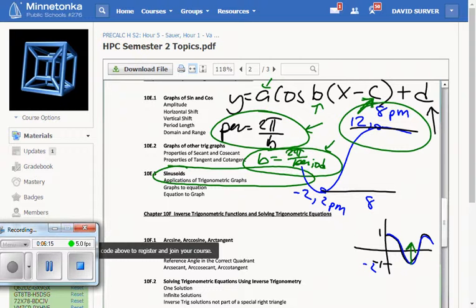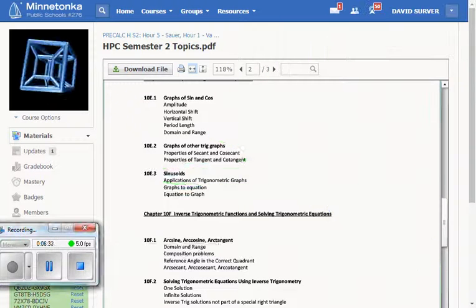Okay, so that's one problem I would like you to do for tonight, to work out that sinusoidal. I'm going to pause for a second while I write that down.